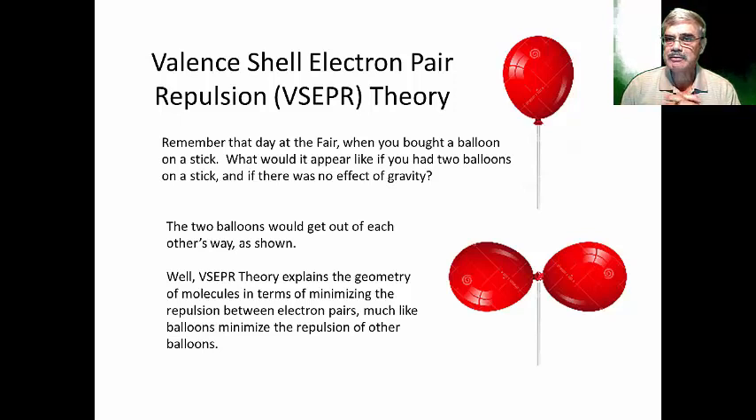Well, the same thing happens with pairs of electrons around a central atom. That is, these pairs of electrons, which are bonds or non-bonded pairs, and we'll get into this a little bit more in a second, have to occupy space and they repel each other. So if you have 2 pairs of electrons around a central atom, they will spread out as illustrated by the 2 balloons at the bottom right.